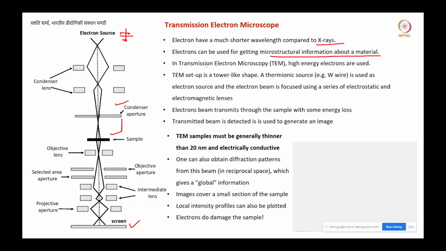One can also obtain a diffraction pattern from this beam, which gives global information, and also of a small section of the samples, because you can't go through all your samples. So it is in the nanometer scales. Local intensity profiles can also be plotted, and electrons do damage the samples. So yeah, this is the overall view of transmission electron microscopy.